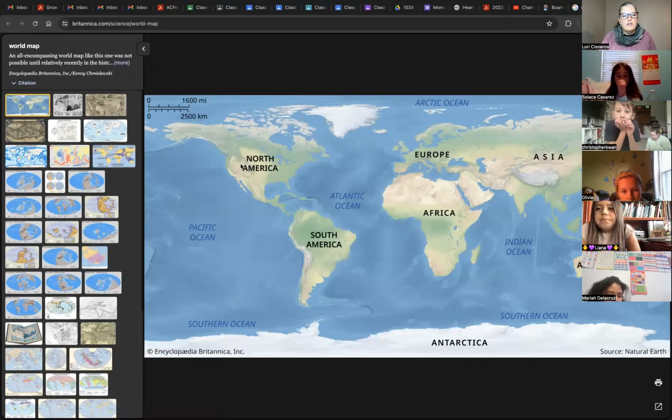Right here, North America, this is us. Right here, the United States, you can probably see Florida right here. And this is California. This is where we are on this side. And then way over here is Africa. This whole tan part right here is the Sahara Desert. And this is the Atlantic Ocean over here. And then right here, this is the Red Sea.